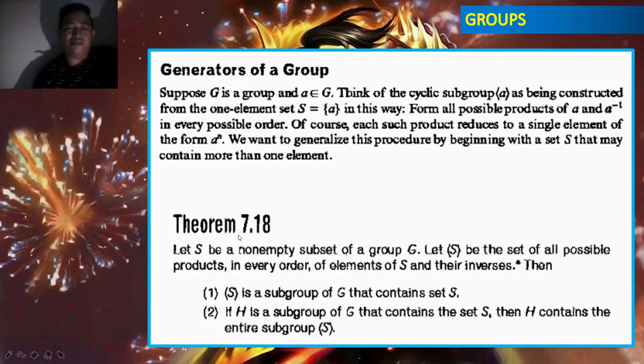Theorem 7.8. Let S be a non-empty subset of a group G and let the subgroup generated by S be the set of all possible products, in every order, of the elements of S and their inverses. Then, one, this set is a subgroup of G that contains the set S. Two, if H is a subgroup of G that contains the set S, then H contains the entire subgroup generated by S.